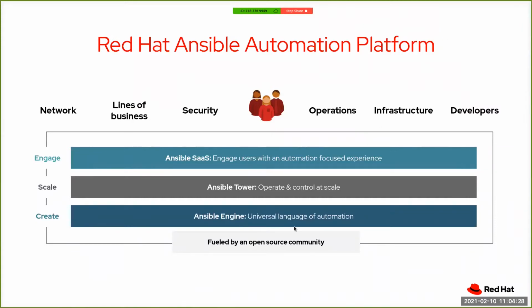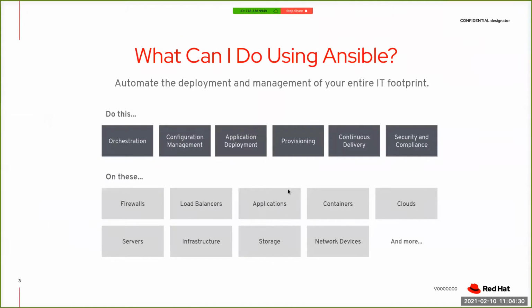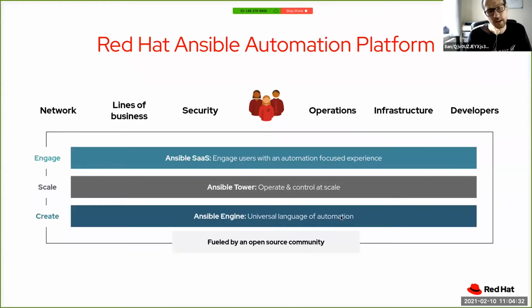We're going to work our way through these layers, and we're going to start with Ansible Engine. Ansible Engine is the command line interface into Ansible, and describes the Ansible language. We'll then move into Ansible Tower and how we can put controls around our automation. And then finally, we'll look at some of the SaaS offerings we've got, for our use case here specifically, of self-service automation.